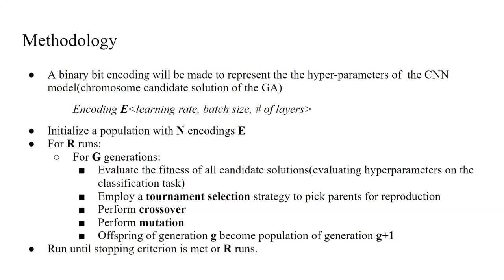You perform tournament selection twice to get 2 parents, and then crossover and mutation are performed like I described in the previous slide. The offspring becomes the parents of the next generation. So for a generation G, the offspring would become the parents for generation G plus 1. This is run until you have some chromosome which either meets your stopping criteria or you have reached your limit for the number of runs.